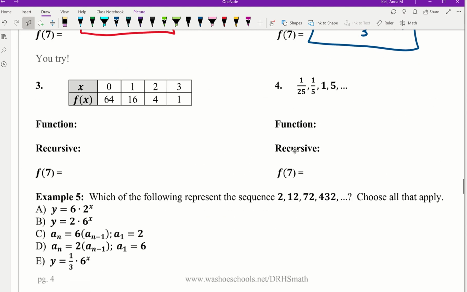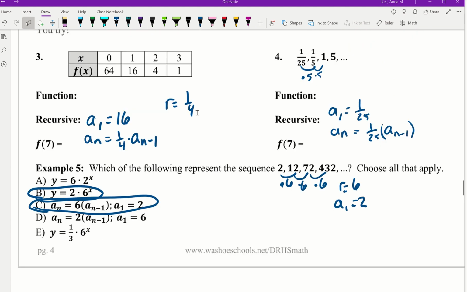We just have a couple more examples here. Go ahead and pause and try examples 3, 4, and 5 and see what you can get. After trying these 3 problems, you should have come to these answers: you could write your recursive formula in this pattern for number 3, in this pattern for number 4, and your answer choices for example 5 would be both B and C. That would be both function and recursive notation.